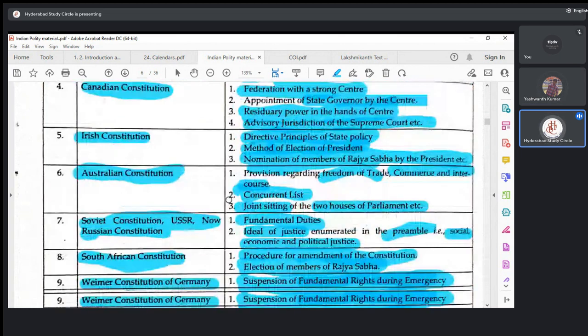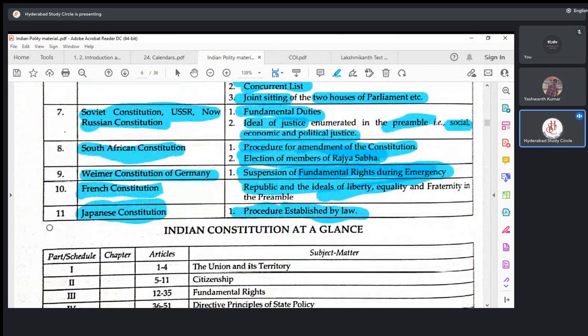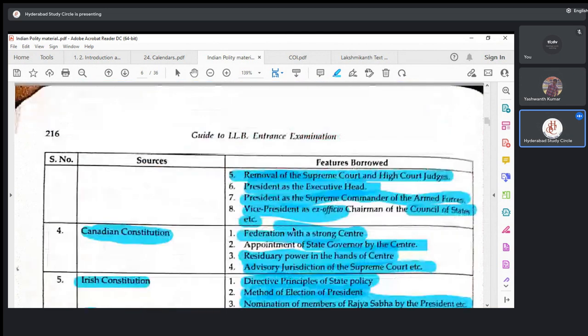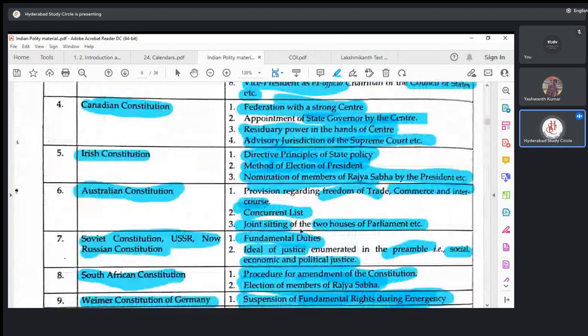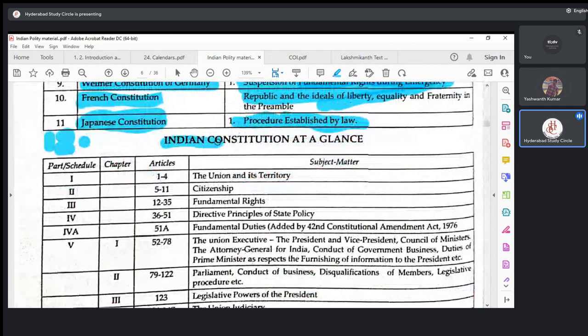So these were the sources. Please write one more there, the 12th one: from Italy, alternate government, Italian Constitution. Alternate government. So these are the different sources of the features of the Indian constitution. Let us now move on to the Indian constitution at a glance.